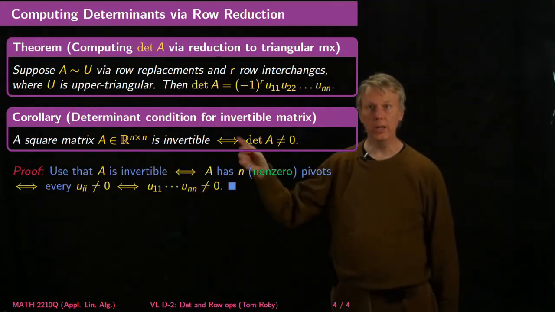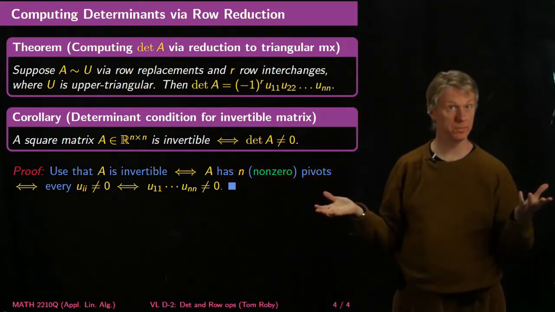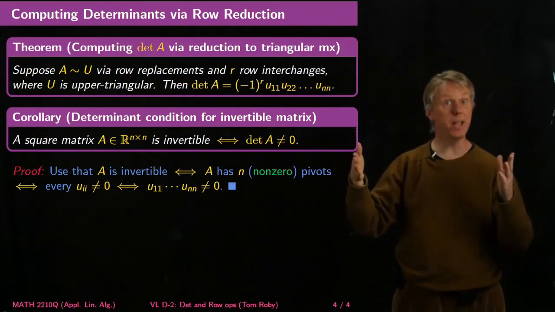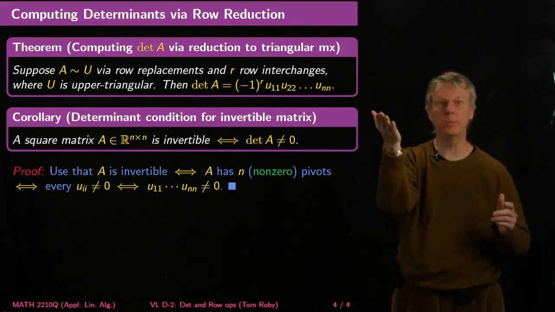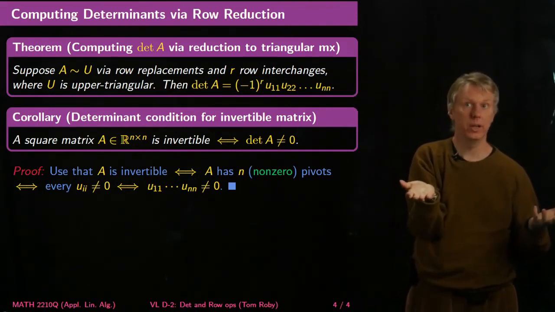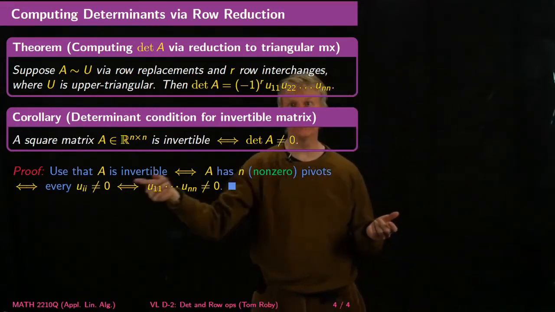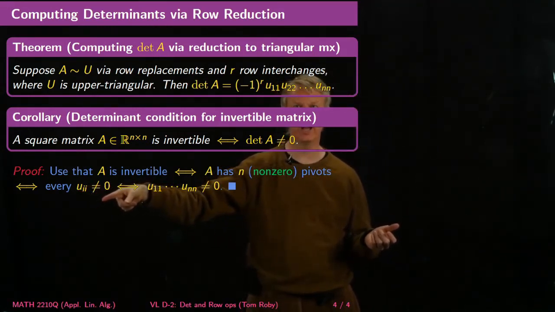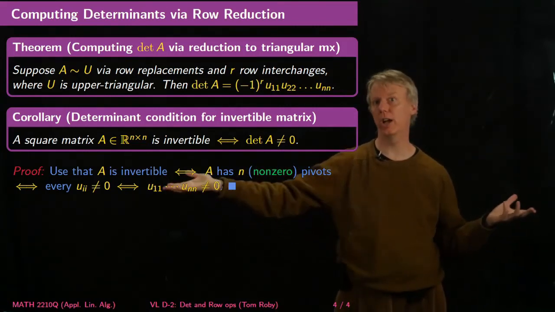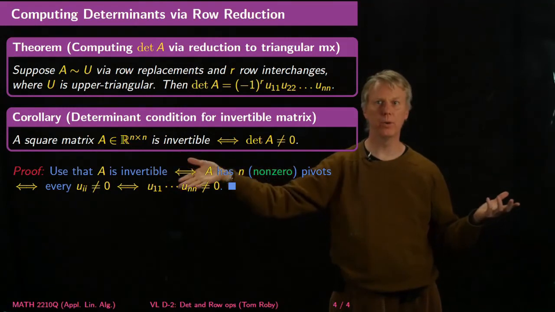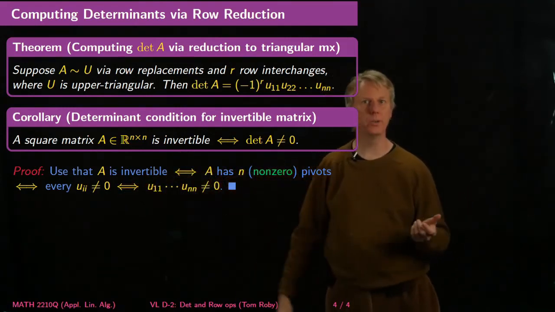So we know that A is invertible if and only if A has n non-zero pivots. Okay, but it's an n by n matrix, so if it has n non-zero pivots, then it has to have a pivot in every row and every column. They have to be on the diagonal. And so that means the diagonal entries have to be non-zero. So this is true if and only if every diagonal entry of U is non-zero, but that's true if and only if the product of the entries is non-zero, right? This goes back and forth. If the product is non-zero, then none of these guys could have been zero.